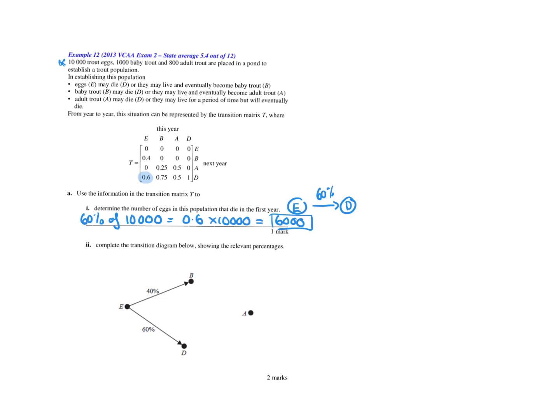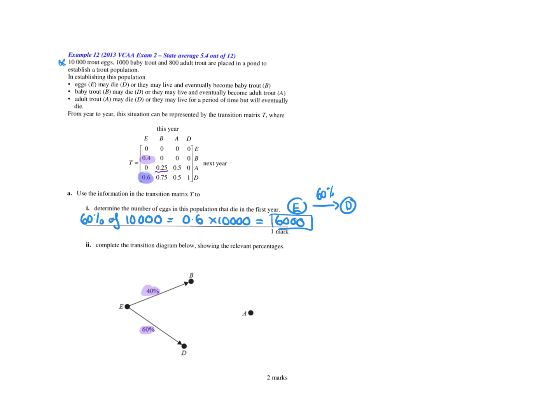Okay, they want us down here in part 2 to complete the transition diagram. You can see we've got the 40 and the 60. They've done those two numbers, and all the other numbers are missing. So let's go do that.